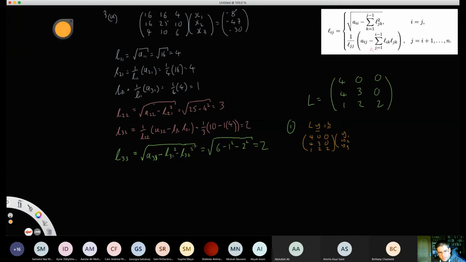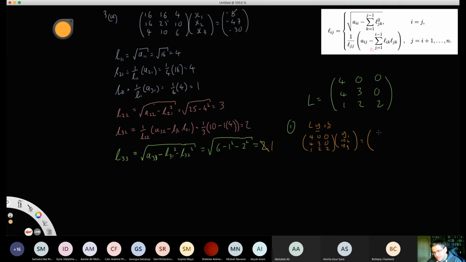Is L33 right? Yeah, that's a good point. Best to actually get it right before proceeding. Indeed, it is the root of 1. You're right. So 6 minus 1 minus 4 is what? Root 1. Thank you for that. Okay. Always like to keep you on your toes.